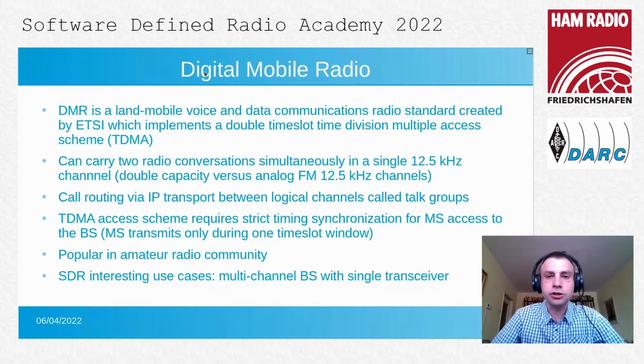First of all, about digital mobile radio. It is a land mobile voice and data communication standard created by the European Telecommunication Standards Institute, which implements a double time-slot time division multiple access scheme, also called TDMA. This radio standard can carry two radio conversations simultaneously in a single 12.5 kilohertz channel, which is double the capacity versus an analog FM 12.5 kilohertz channel.